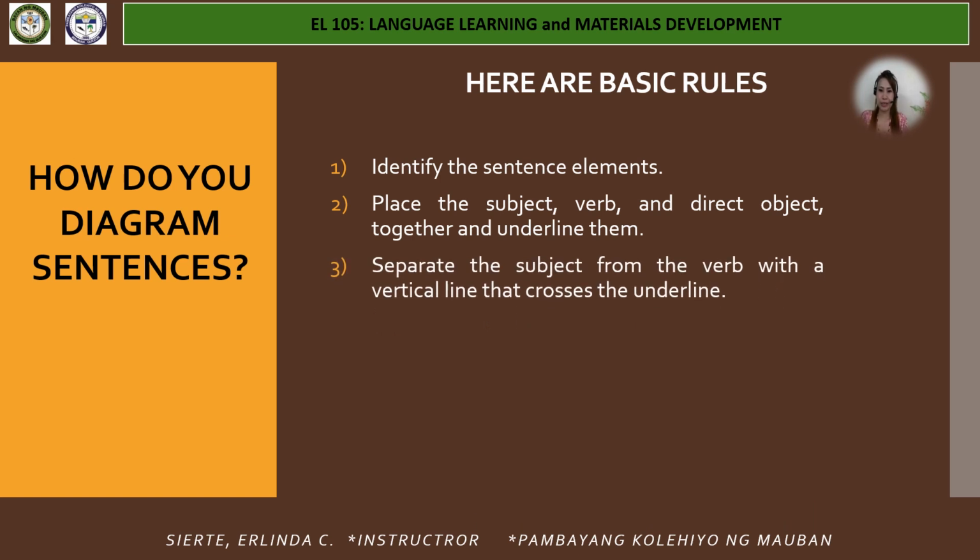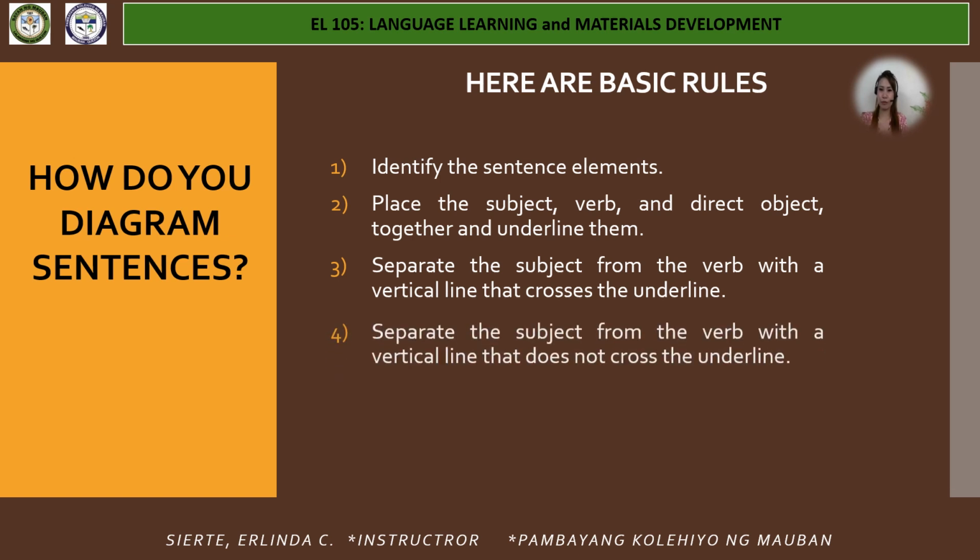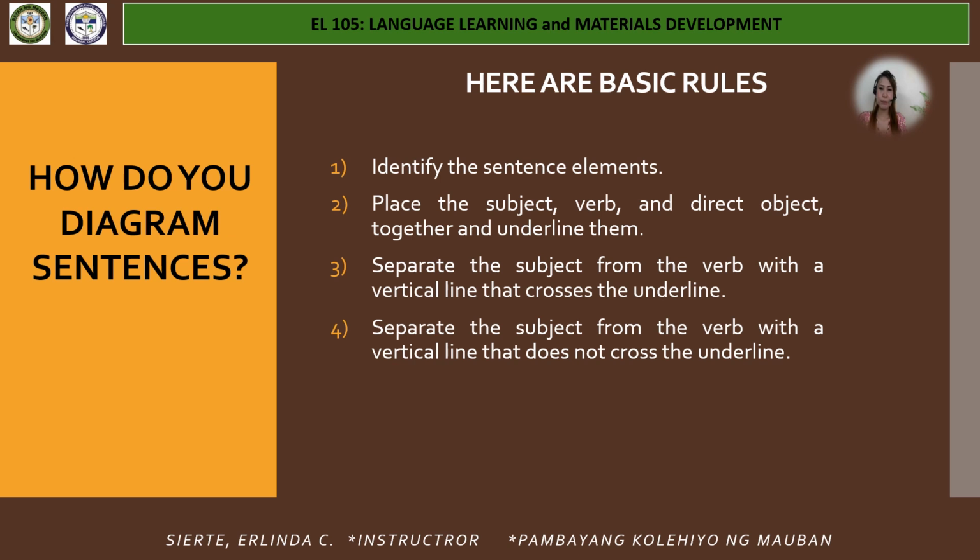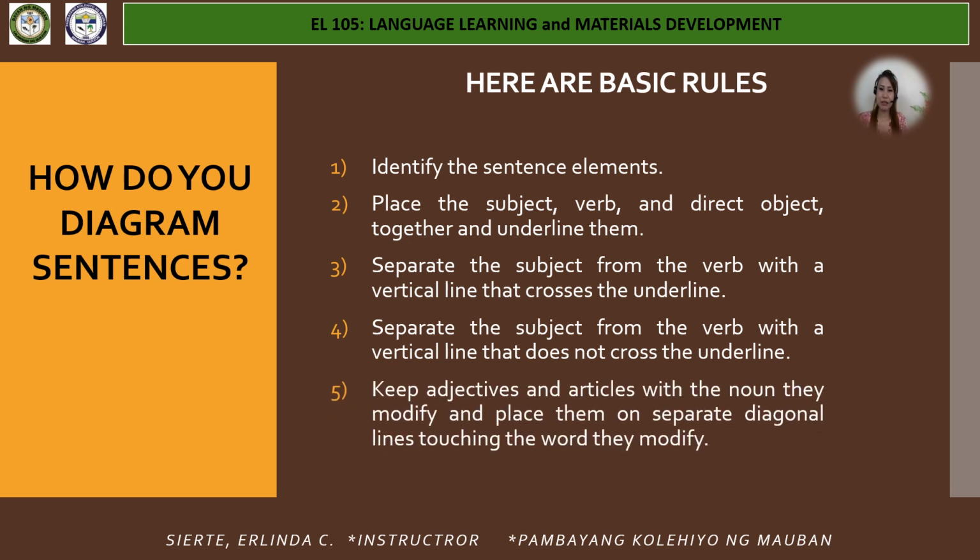Third, separate the subject from the verb with a vertical line that crosses the underline. Fourth, separate the subject from the verb with a vertical line that does not cross the underline. And lastly, keep adjectives and articles with the noun they modify and place them on separate diagonal lines touching the word they modify. Okay, if you are still confused, go back to the first sentences or the first samples given a while ago.